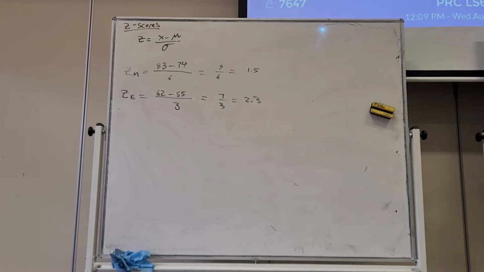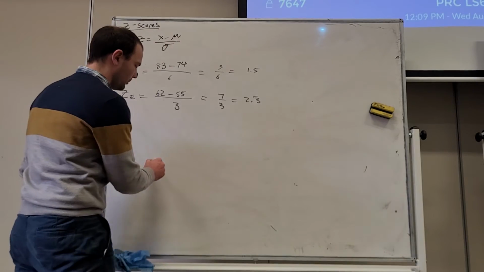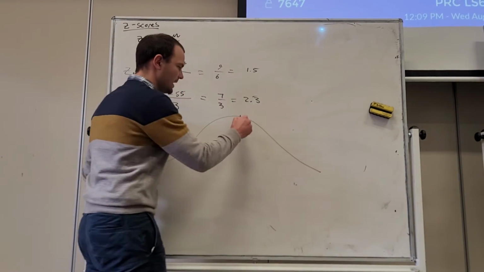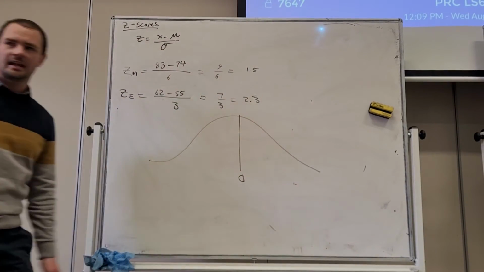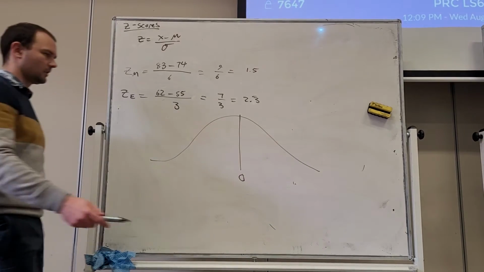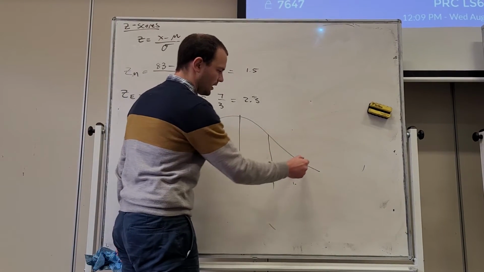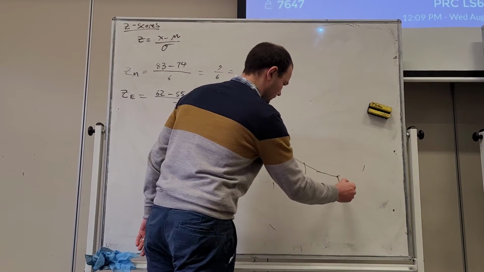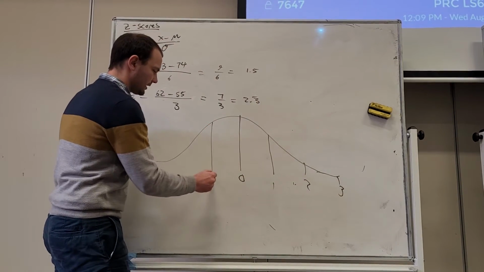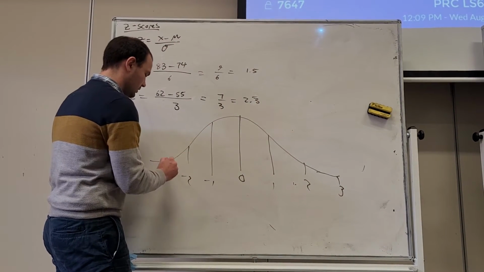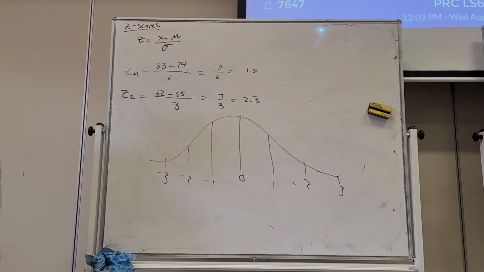Okay, let's explain what these two results mean. The z distribution is a normal distribution. It has a mean of 0 and a standard deviation of 1. So that means here we've got 1, here we've got 2, here we've got 3. Down this way, we're going to have -1, -2, -3, and it is a way of comparing different distributions.